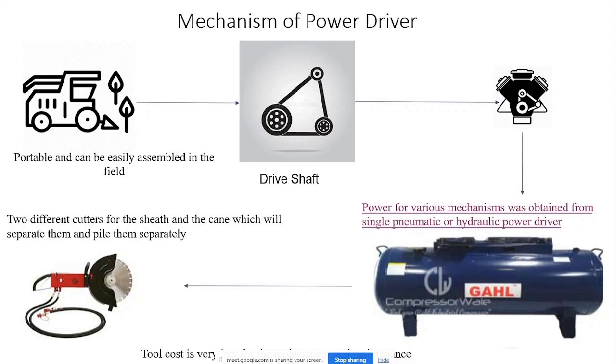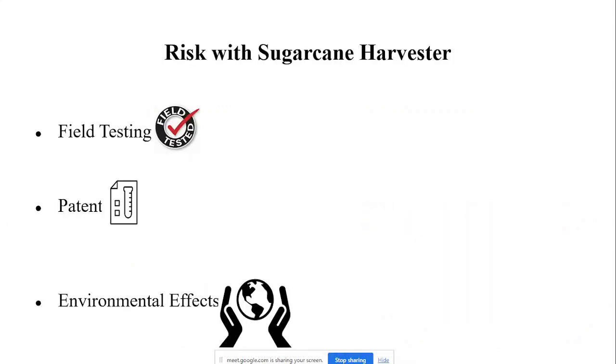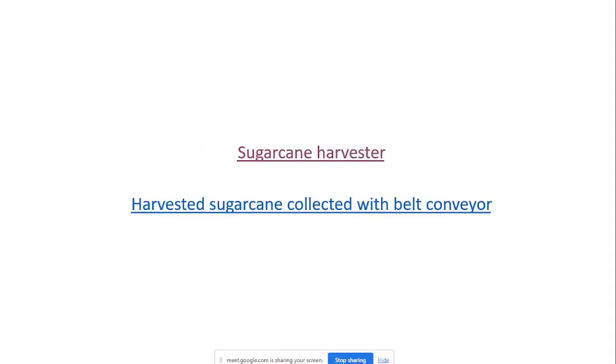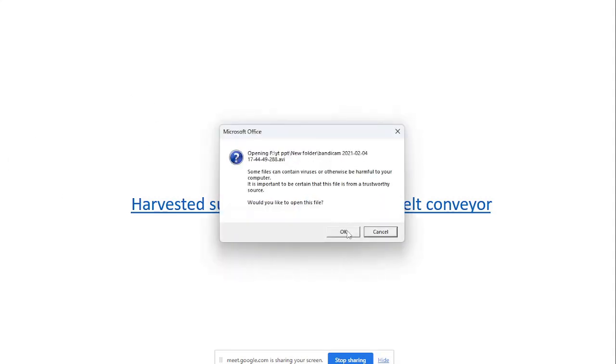Why not? You also develop your potential ideas with your faculty. If I develop the model, it has some risks: field testing, patent, and environmental effects. So I develop the product and go to the field, and in the field I conduct some experiments with a group of students.